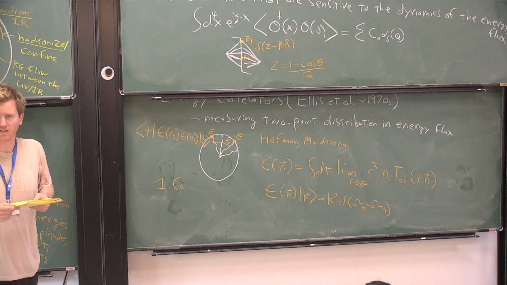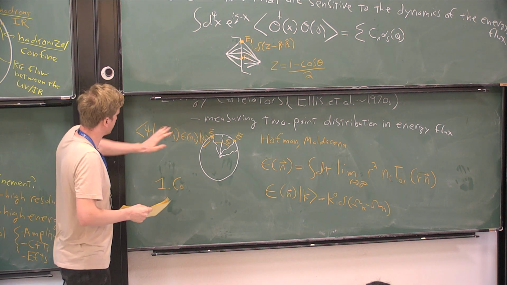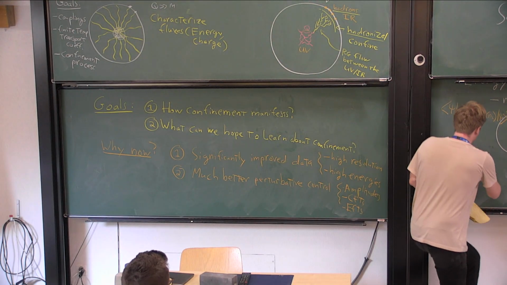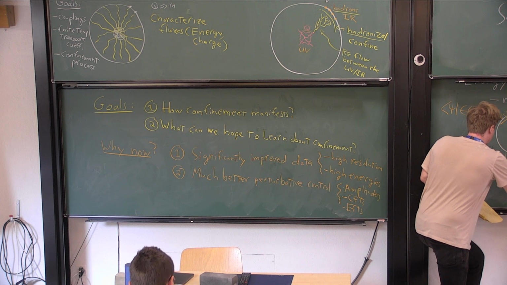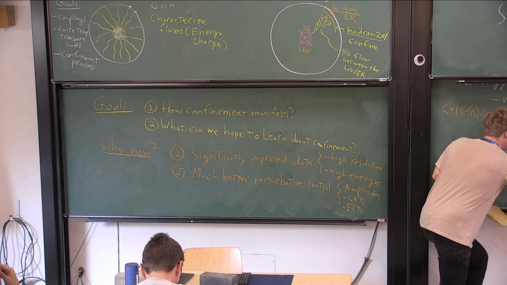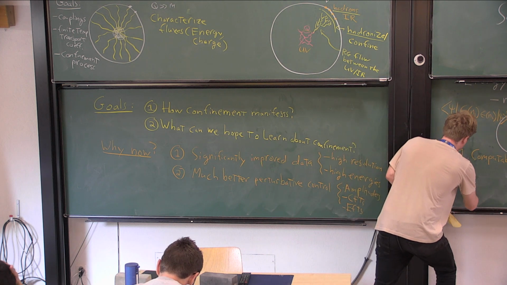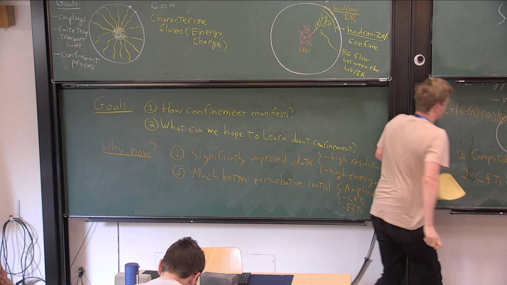And is the n vector the direction in which I'm looking? Exactly, yes. And so hopefully this will become more clear in a second. This thing is very nice because it's computable in perturbation theory. It can be studied in conformal field theories, which makes it very nice.